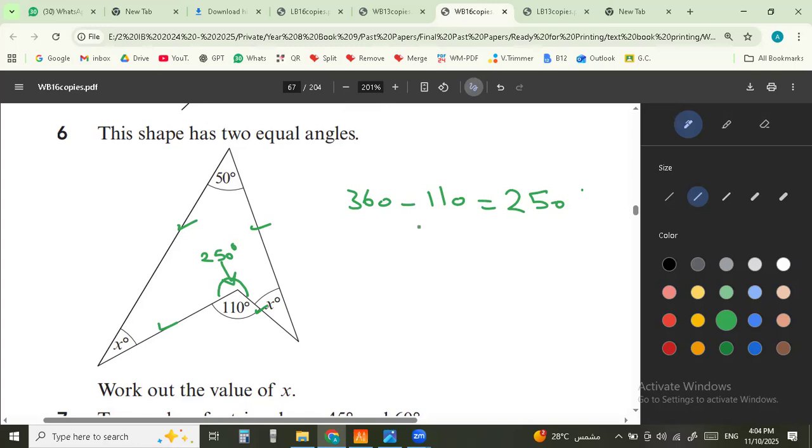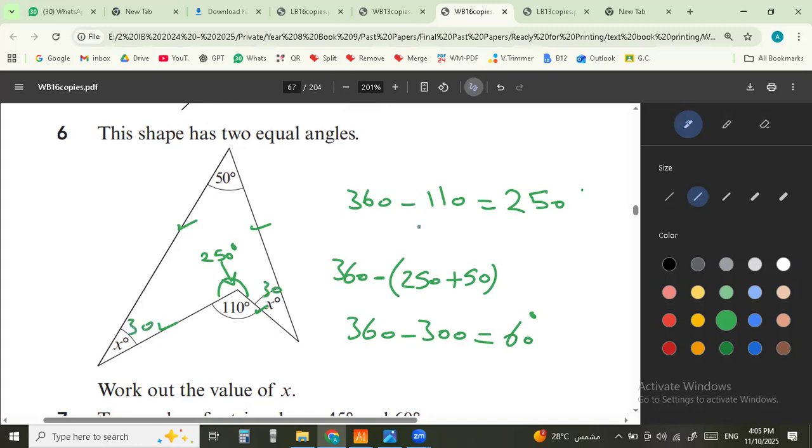How can I find the x now? They are equal, Mister? Yes. So 250 plus 50 is 300. So 360, because the sum of the four angles of any quadrilateral gives you 360 degrees. So 360 degrees minus the two angles that we have, which is 250 plus 50. So it is 360 degrees minus 300, which is 60 degrees. 60 degrees, you divide by 2 because they have two equal angles. So this is 30, this is 30.